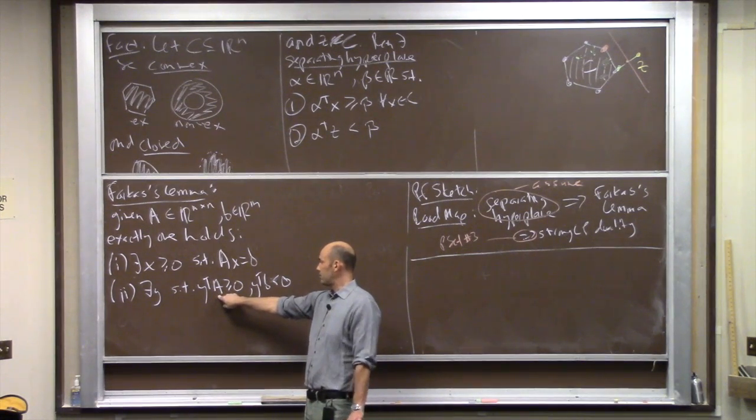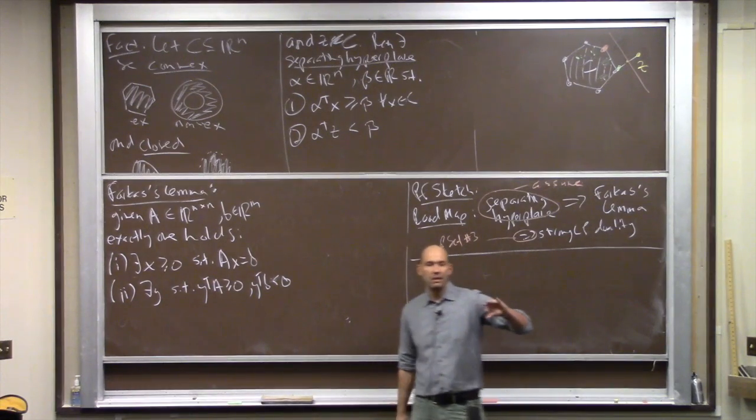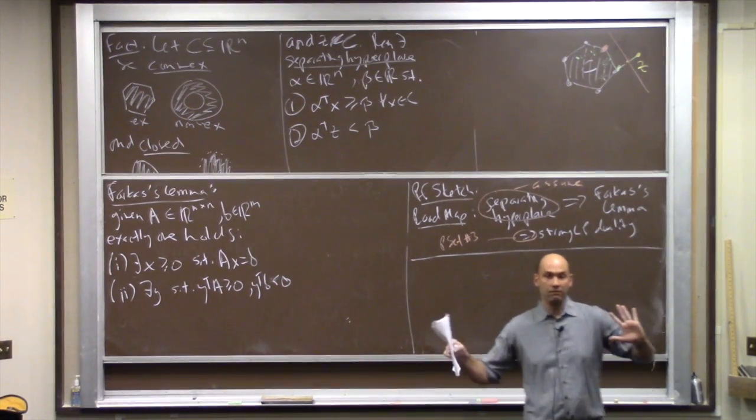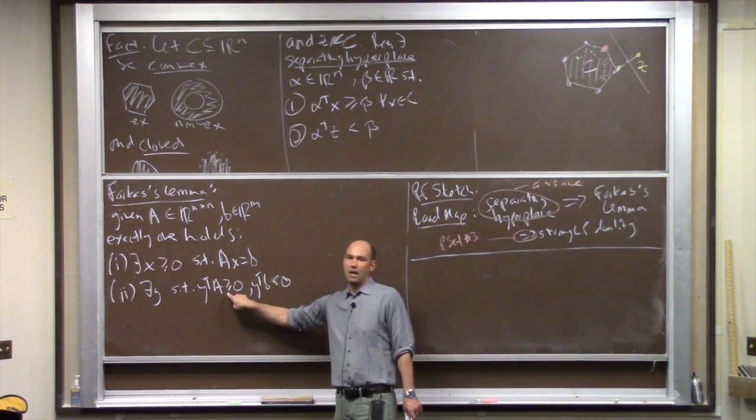A is a matrix, m by n. So y transpose A, that's a linear combination of its rows. So that's going to be an n vector. So this is really saying component-wise, for each of the n components, it should be non-negative. Okay?